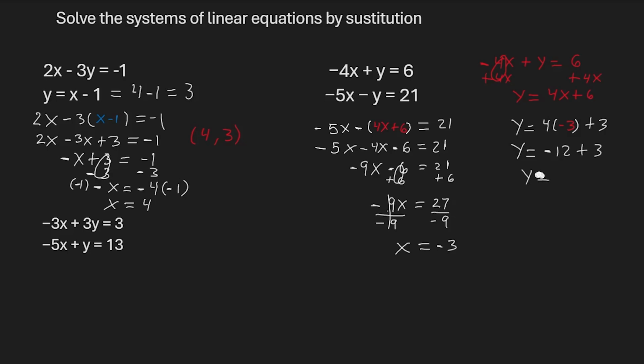So negative 12 plus 3, they have different signs. Subtract, give the sign of the biggest number, so the answer should be negative 9. So the answer is going to be, the x coordinate is going to be negative 3. The y coordinate is going to be negative 9. Okay. And this is the point, if we graph these two lines, that's the point where they will intersect. Okay.